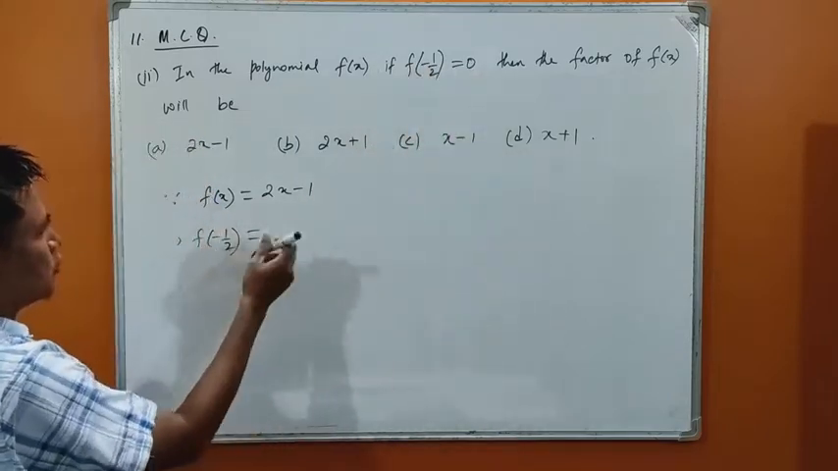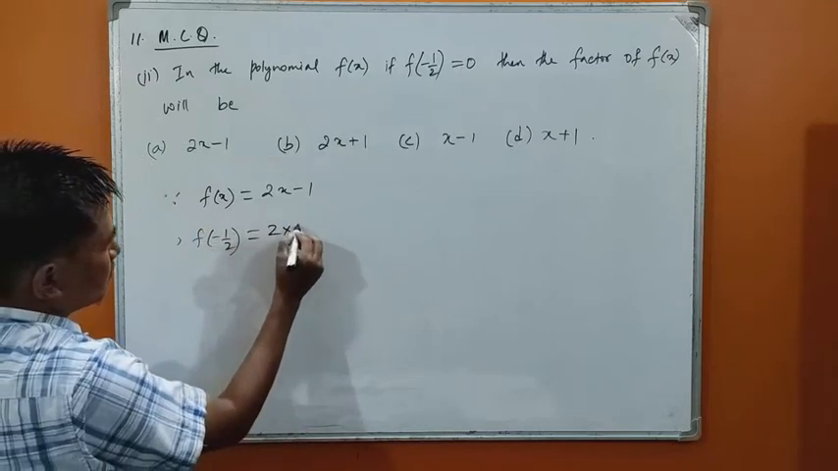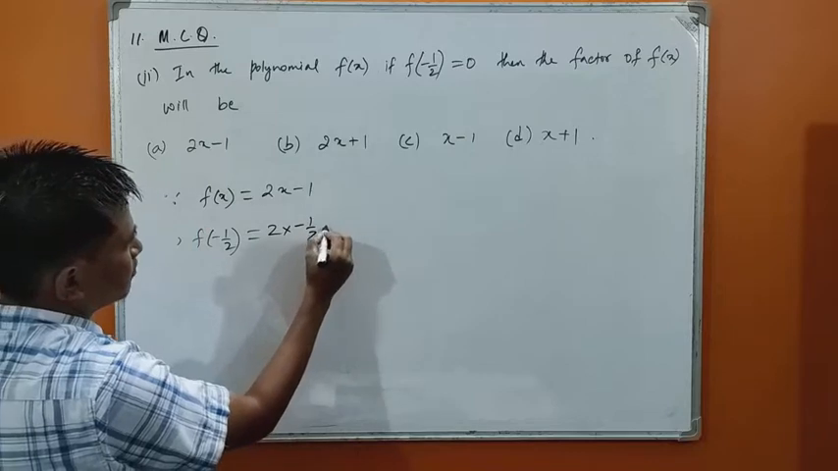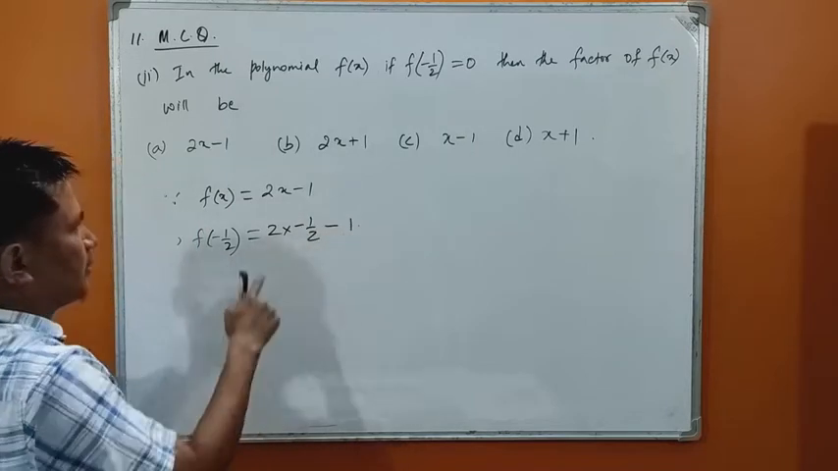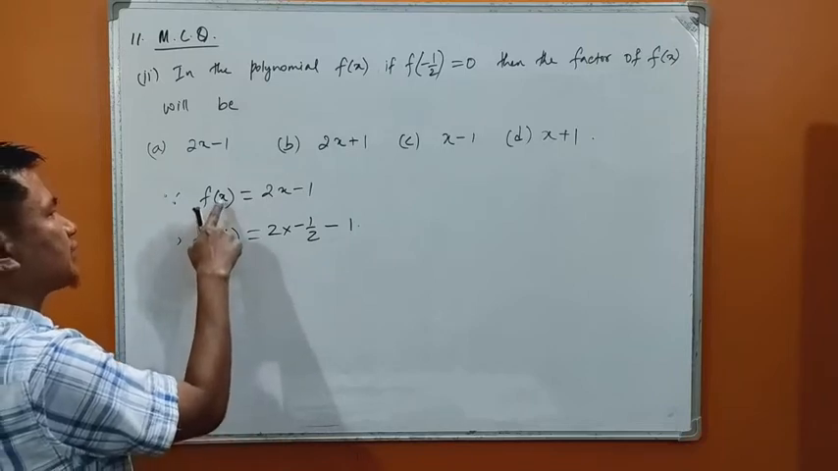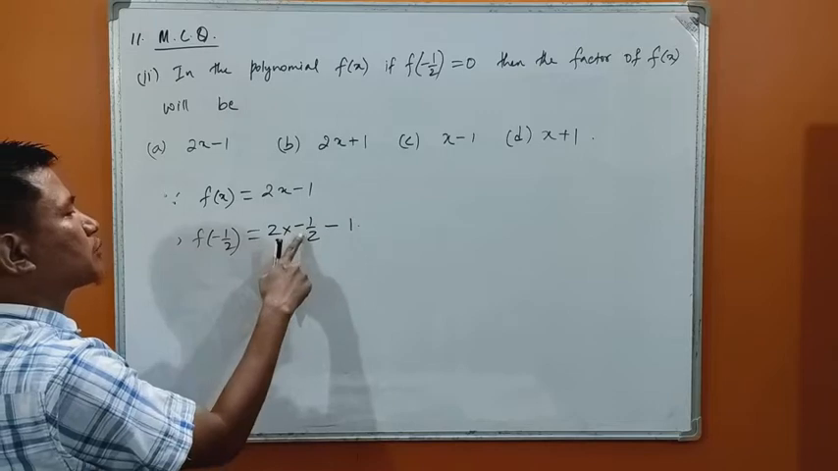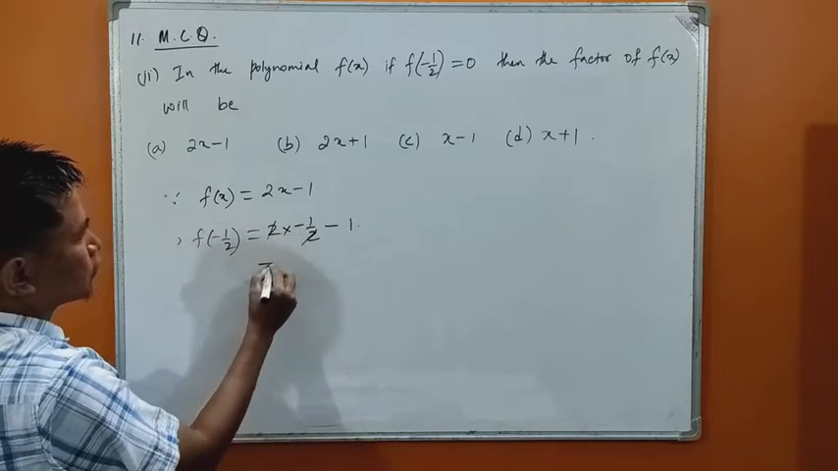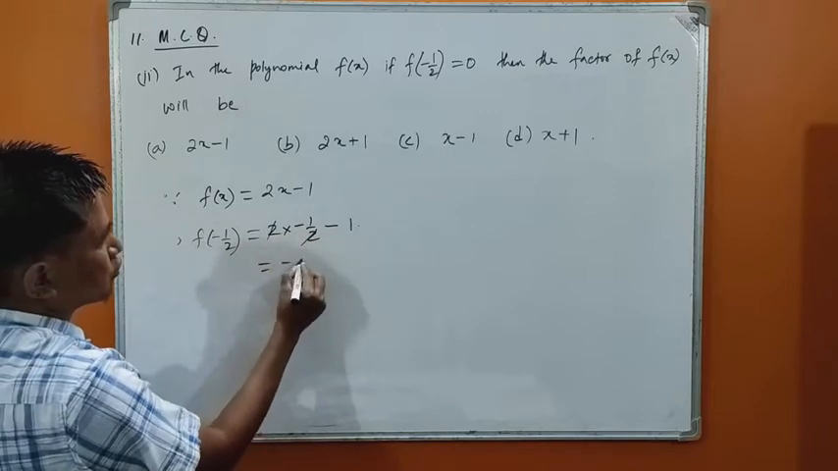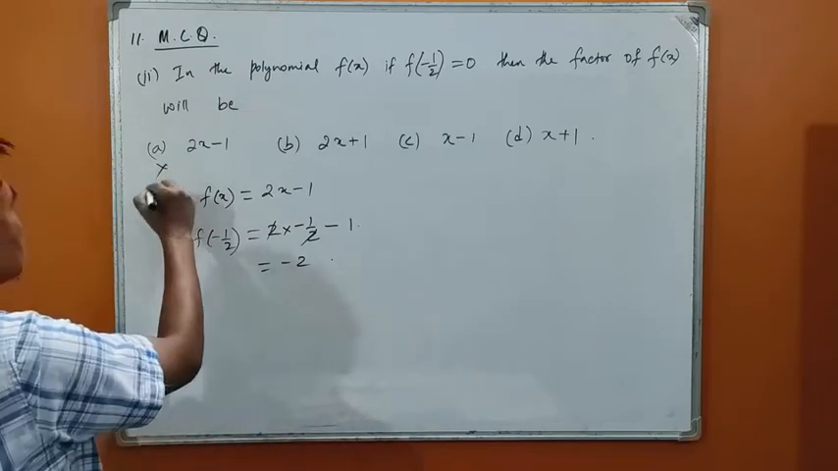F of minus 1 upon 2 equals to 2 into x, x means minus 1 upon 2, minus 1. I am putting the value of x. Since fx is this, so f of minus 1 upon 2 means instead of x, I write minus 1 upon 2. 2 and 2 cancel out, so minus 1 and minus 1 is minus 2, isn't it? So this is not the option. Number A is not the option.